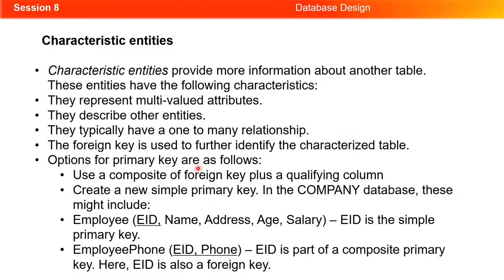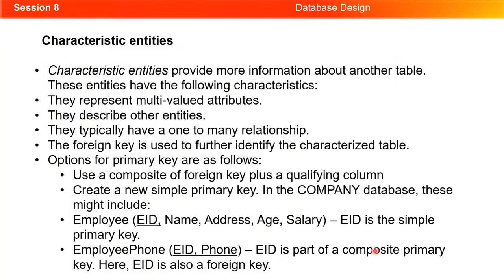And primary key options are as follows. Again, a composite foreign key plus a qualifying column. Create a new simple primary key. In the company database, these might include employee with employee ID as the primary key, and here are the other attributes. Employee phone, and notice here we have employee ID and phone.